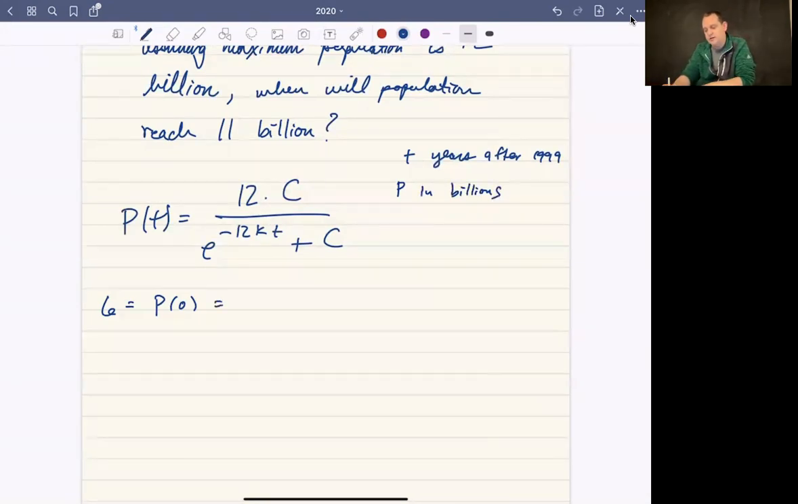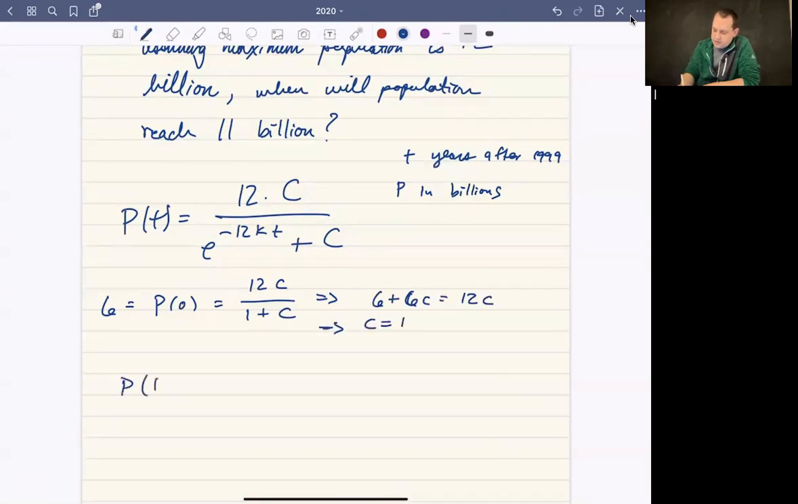If we plug that in, we're going to end up with 12C over 1 plus C. If we solve this for C, we end up with 6 plus 6C is equal to 12C. So C is 1. That means that our population is going to end up being 12 over e to the minus 12kt plus 1.